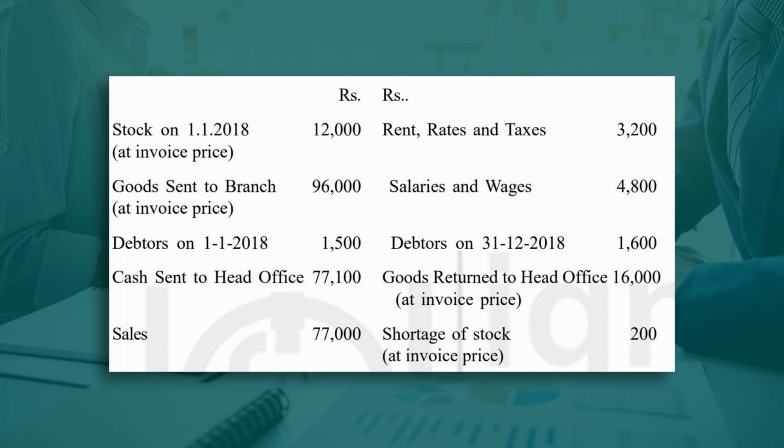Rent, rates and taxes 3,200. Salaries and wages 4,800. This is the amount of closing debtors, 1,600. Goods returned to head office at invoice price 16,000. This is the shortage of stock at invoice price. So, again in this the loading amount is included. So, these are the information which have been provided to us.